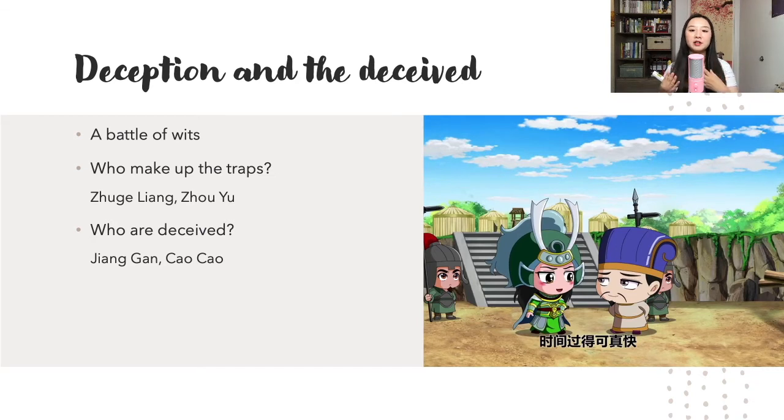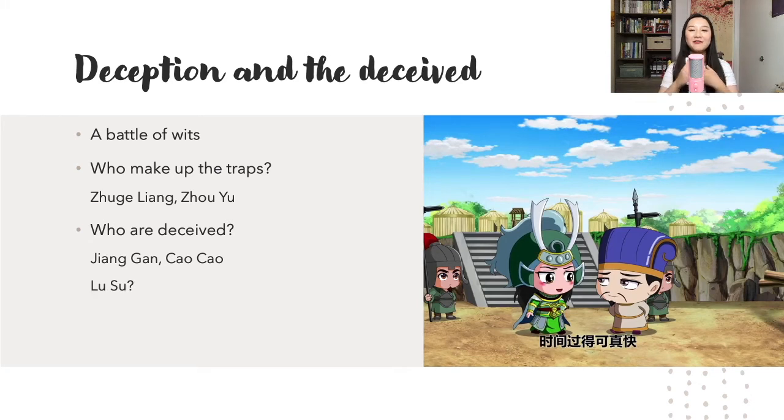Another figure always being deceived, especially in this battle, is actually Cao Cao. That is pretty interesting, and we will discuss it a little bit later. But Cao Cao seems to be always not so smart, and always steps on the traps set up by Zhou Yu and Zhuge Liang, which leads to the total, final failure of this whole battle.